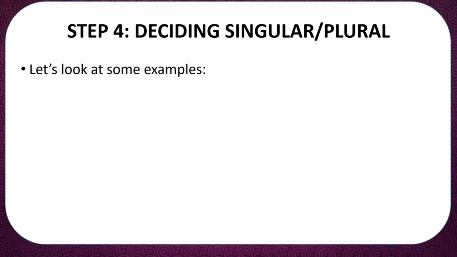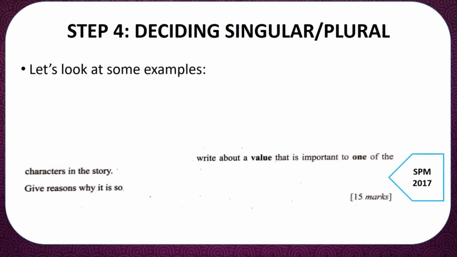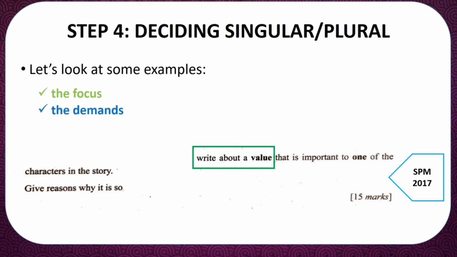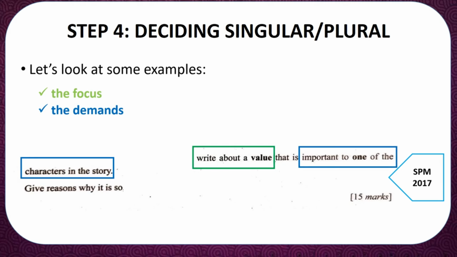Let's look at another example. SPM 2017. So the focus, as we have found earlier, is write about a value. And then the demands: important to one of the characters in the story, and also give reasons why it is so.